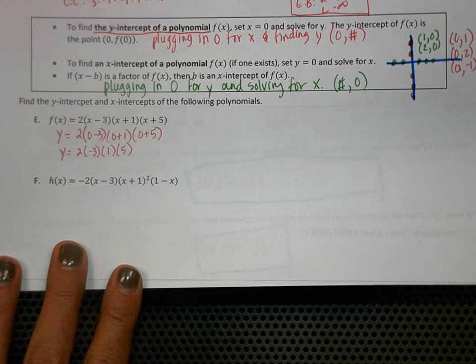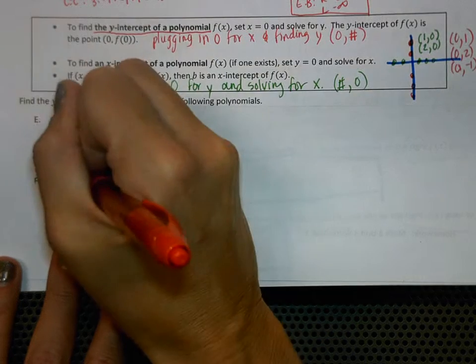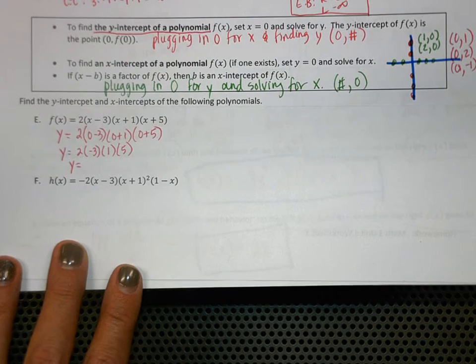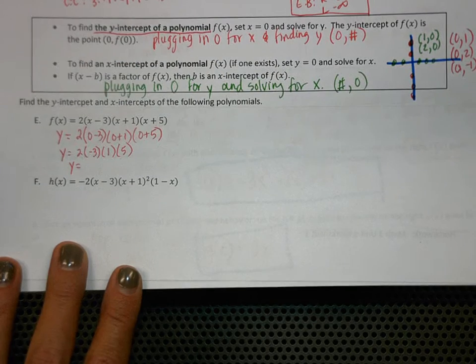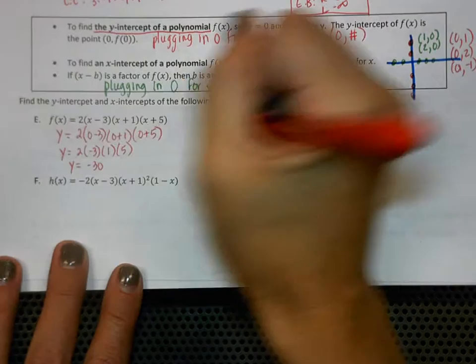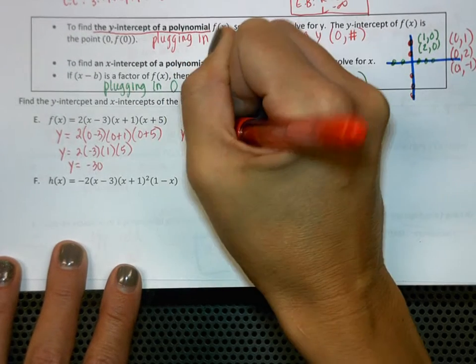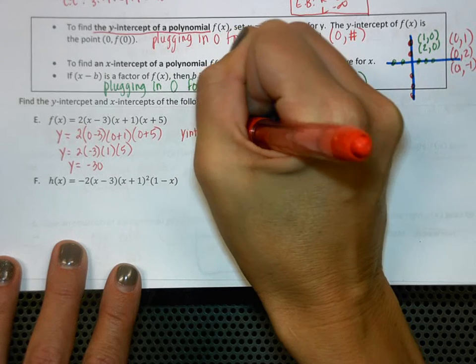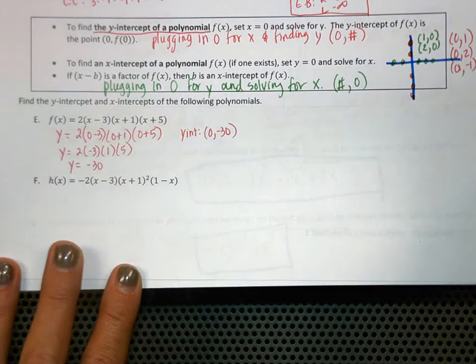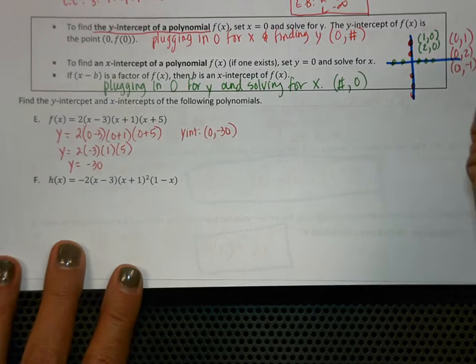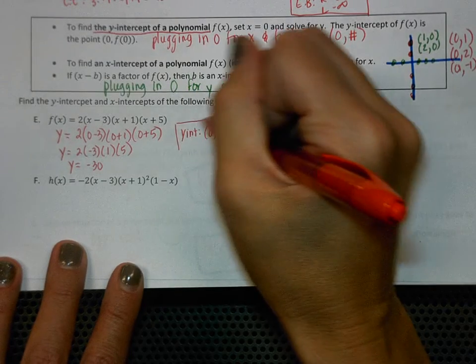Okay, and you could get a calculator out if you wanted to and multiply all those together, or hopefully you can do that in your head. But when you multiply those, what does y end up equaling? Negative 30. So my y-intercept as an ordered pair is what? 0, negative 30, because we plugged in 0 for x and we got the value of negative 30 for y. So that is my y-intercept.